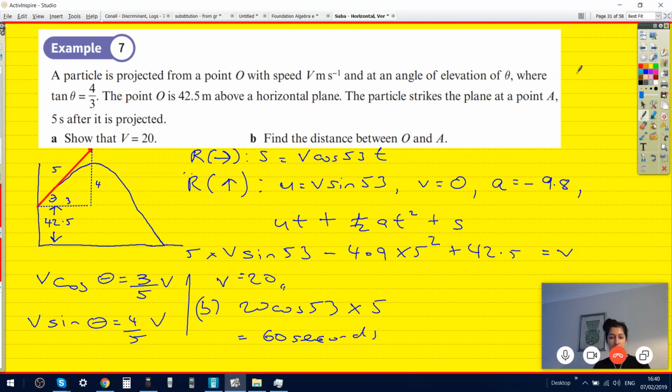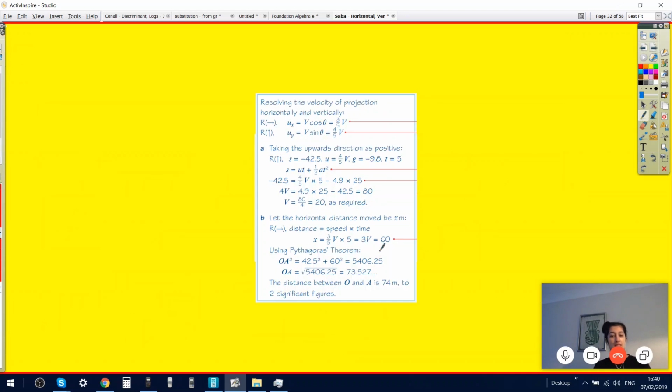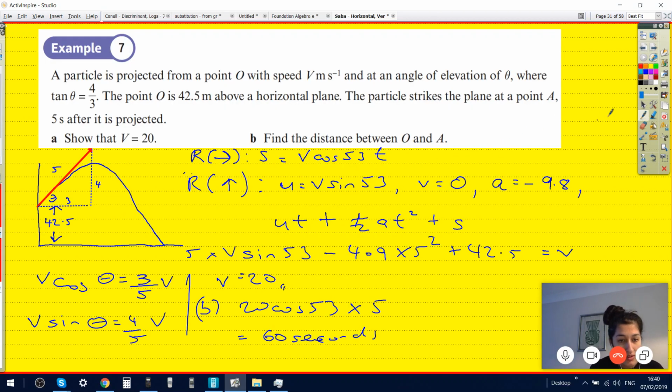Seconds. Distance, meters. Oh, whatever. Meters? I didn't even get it right. 74? Oh, they're doing some Pythagoras theorem stuff. Hold on. Why did our one not work? The time is 5 seconds, isn't it? Yeah. Oh, so because we started up a bit higher? So S equals VT.